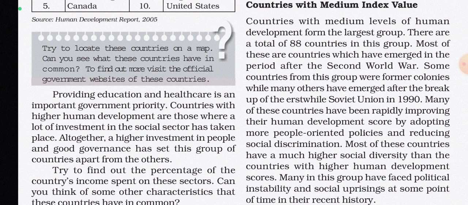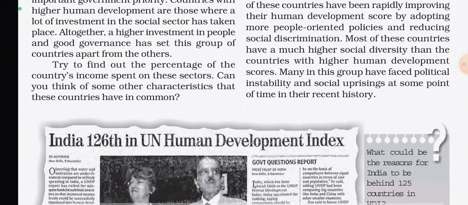Many of these countries have been rapidly improving their human development score by adopting more people-oriented policies and reducing social discrimination. Most of these countries have a much higher social diversity than the countries with higher human development scores. Many in this group have faced political instability and social uprisings at some point of time in their recent history.